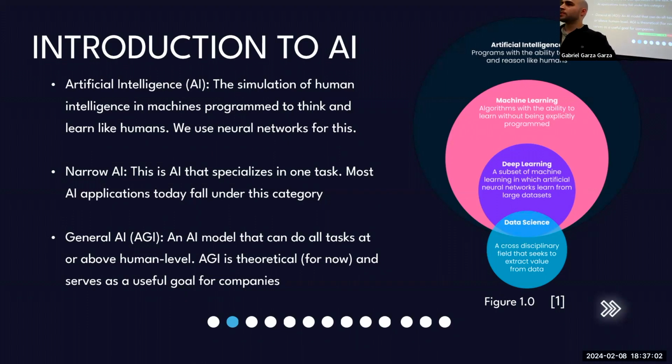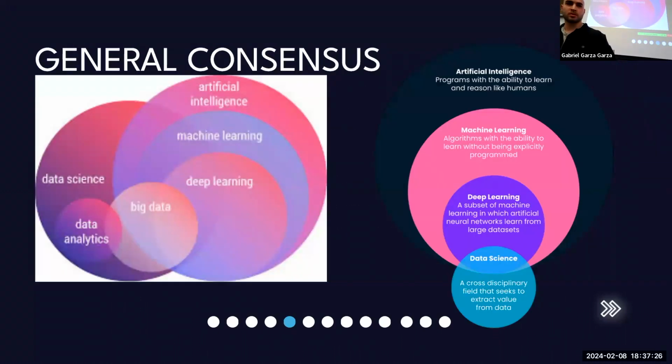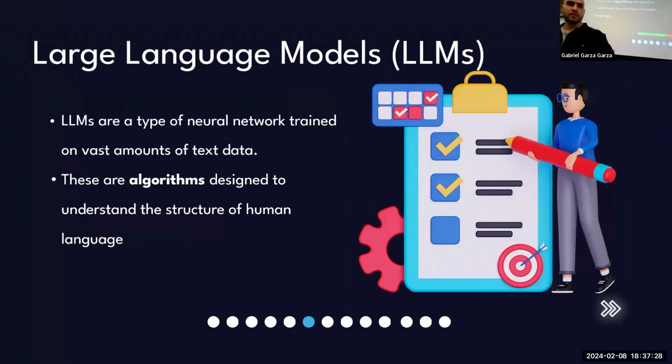So we have artificial intelligence, and then as a subset of artificial intelligence, we have machine learning, and then as a subset of machine learning, we have deep learning. And then that's pretty much it, right? So artificial intelligence is just mimicking human intelligence, right? And then machine learning is using algorithms to learn from data. This is pretty advanced stuff.